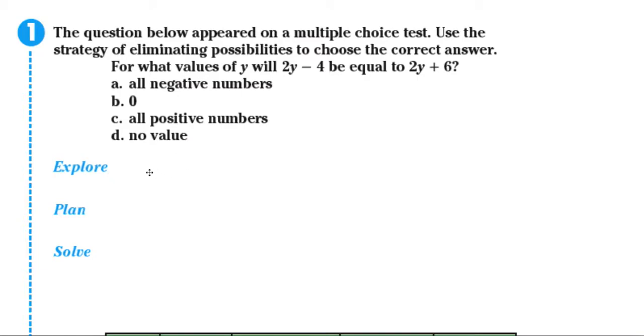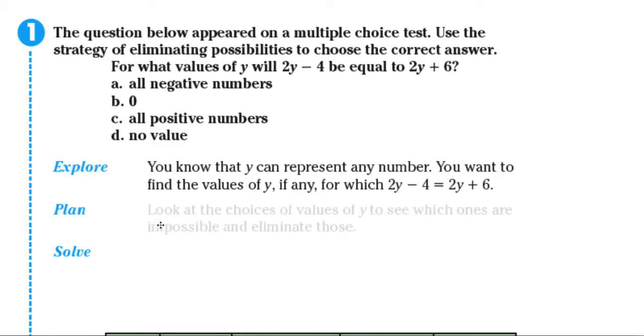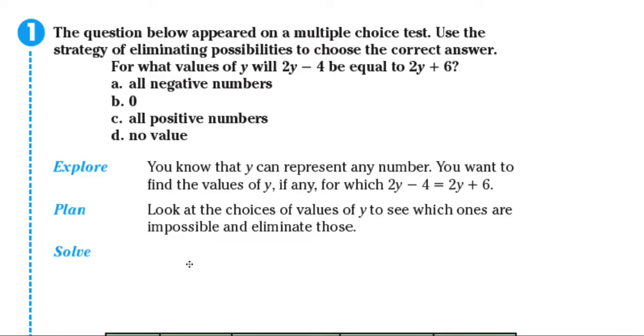Again, we use the 4-step plan to solve this word problem. In the Explore, you know that y can represent any number. You want to find the values of y, if any, for which 2y minus 4 is equal to 2y plus 6, and find the value of y which makes this sentence true. Look at all the possible choices of the values of y to see which ones are impossible and eliminate those. So, let's solve this.